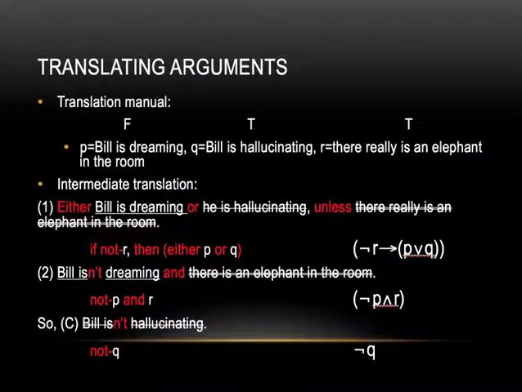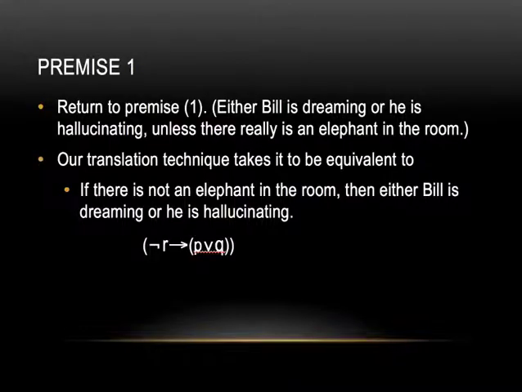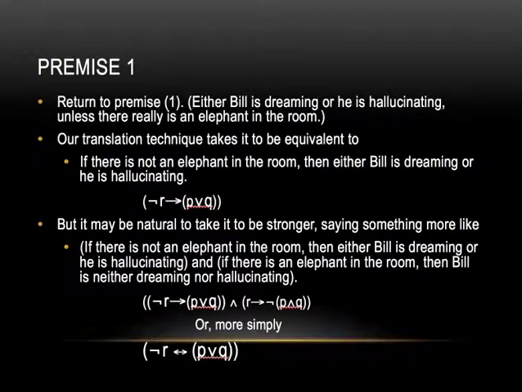I'll end this lecture by discussing a complexity in connection to premise 1. Premise 1 is the following sentence: either Bill is dreaming or is hallucinating, unless there really is an elephant in the room. Now, remember, our translation technique takes premise 1 to be equivalent to the material conditional. If there's not an elephant in the room, then either Bill is dreaming or he's hallucinating. But it's not an unnatural reading to take that sentence to be saying something stronger, something more like the following: if there's not an elephant in the room, then either Bill is dreaming or he's hallucinating. But if there is an elephant in the room, then Bill is neither dreaming nor hallucinating.